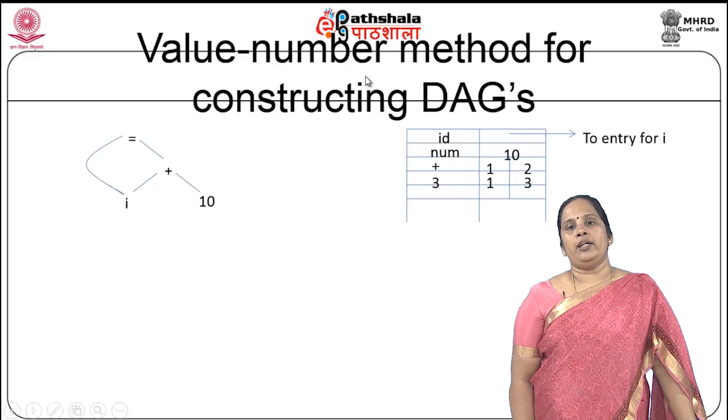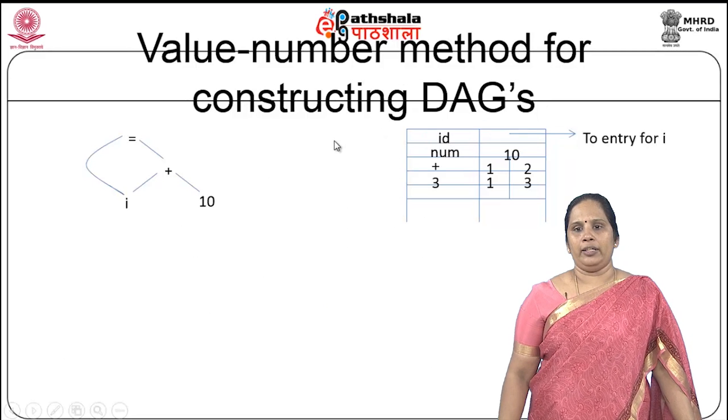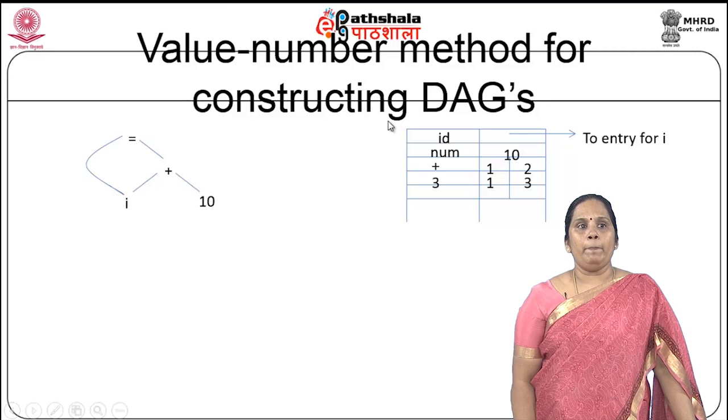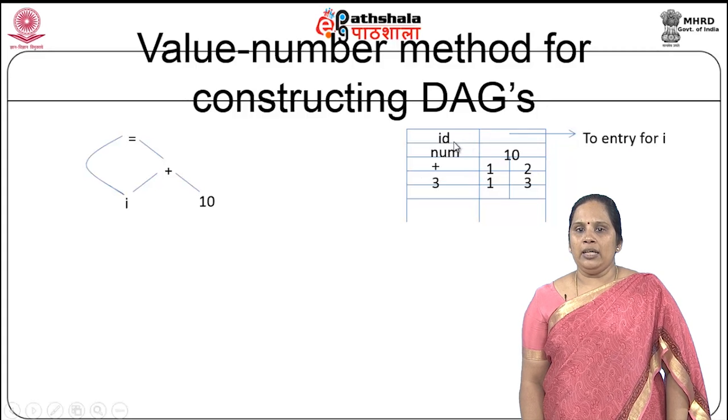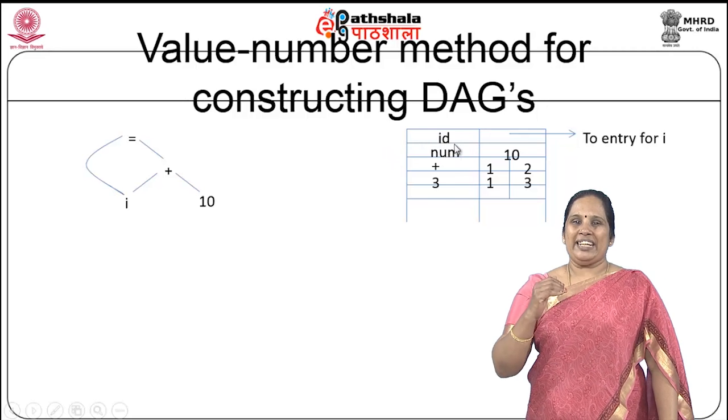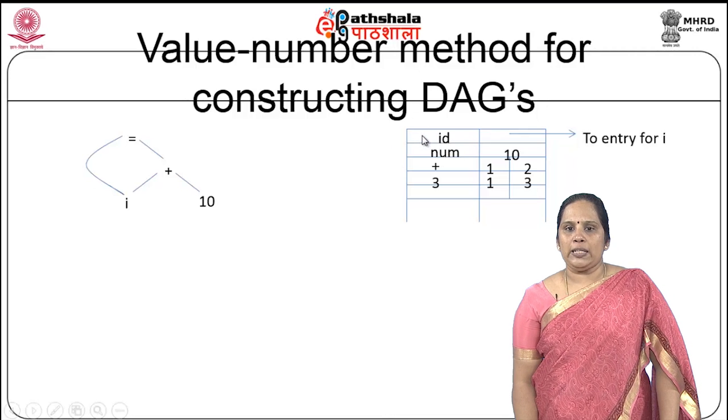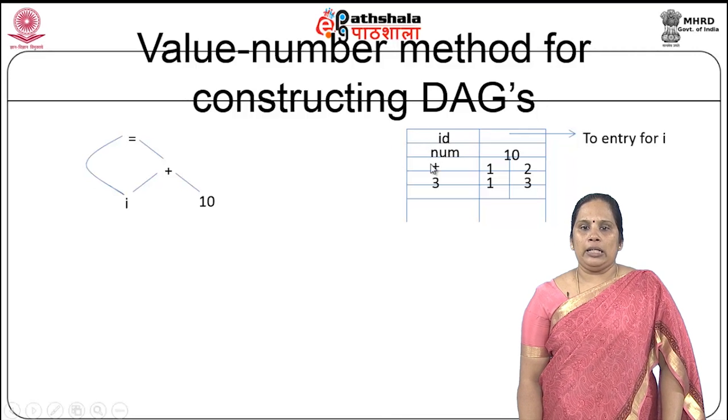Now there is one more method for constructing DAGs, one more representation for DAGs, which is the value number method, where supposing I have i is equal to i plus 10. The corresponding DAG will be something like this. So I will say here num corresponds to 10, id corresponds to the address of i, and I have to add 1 and 2, that is, this refers to 1, this refers to 2. It's a table based, an indexing based approach. So the first row corresponds to index 1, second row index 2, third row index 3, and so on.